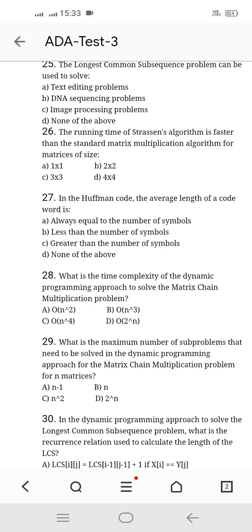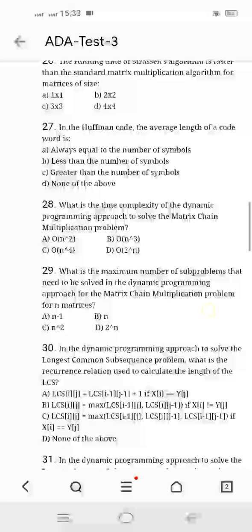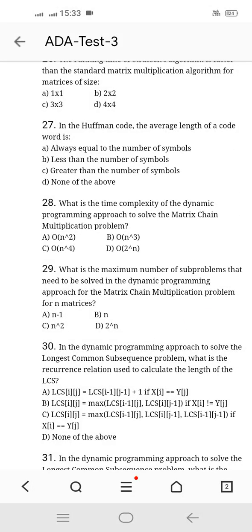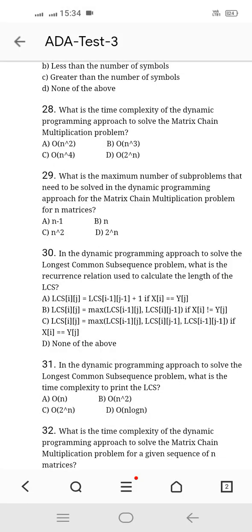26, the running time of the Strassen's algorithm is faster than the standard matrix multiplication algorithm for the matrices of size option D, 4 cross 4. 27, in the Huffman code, the average length of a code word is option B, less than the number of symbols. 28, what is the time complexity of the dynamic programming approach to solve the matrix chain multiplication problem? Option B, order of n cube.